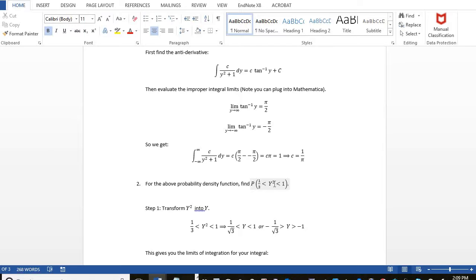But it's a y squared, right? I think you have a problem with a y squared in it. Yep. So the first thing is to transform that y squared into a y. If you solve this inequality right here, you'll get this or this.